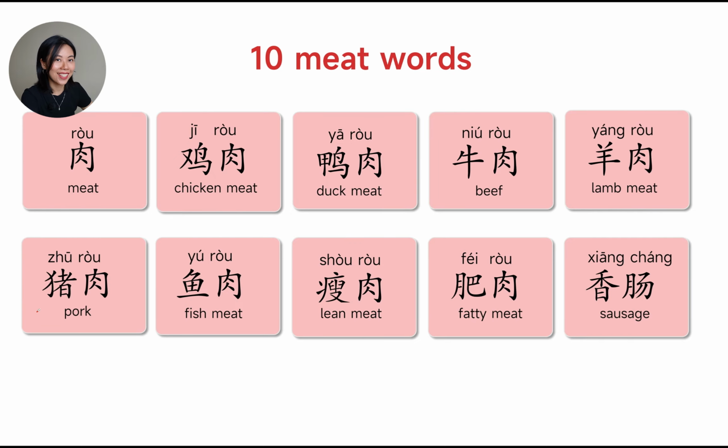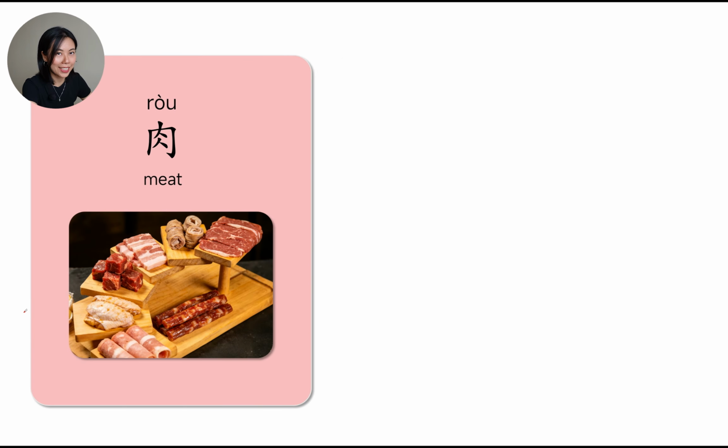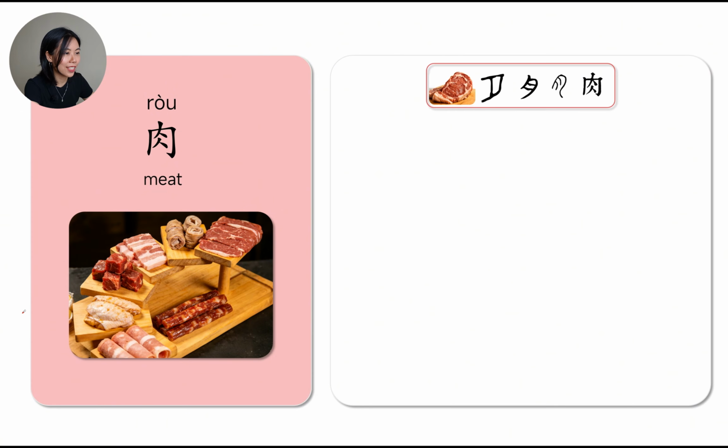In today's video, we are going to learn to write 10 meat words. Now let's get started. The first one, 肉. It means meat. It could refer to all types of meat. Here is the evolution of the character 肉. You can see the 肉 character evolved from the look of a piece of meat.